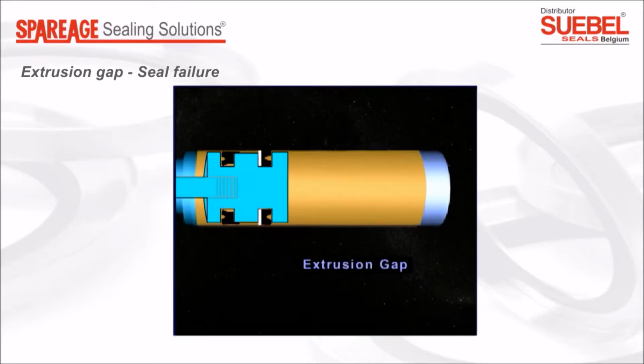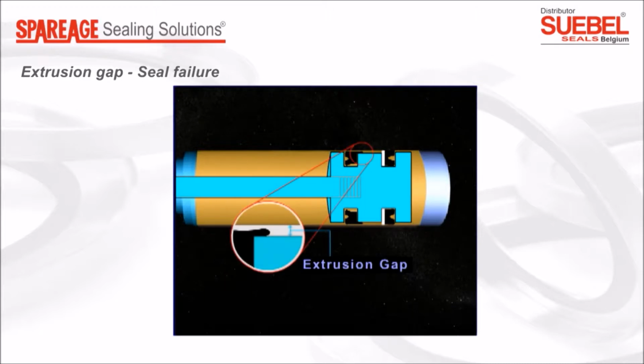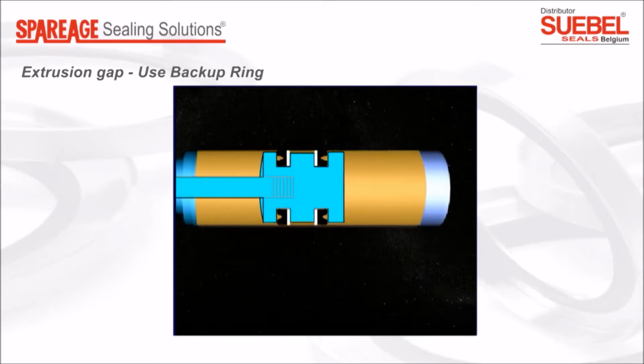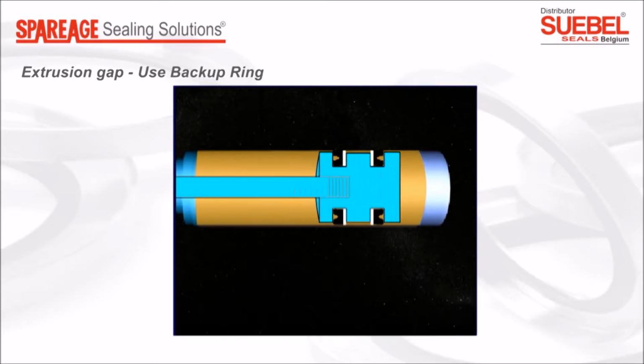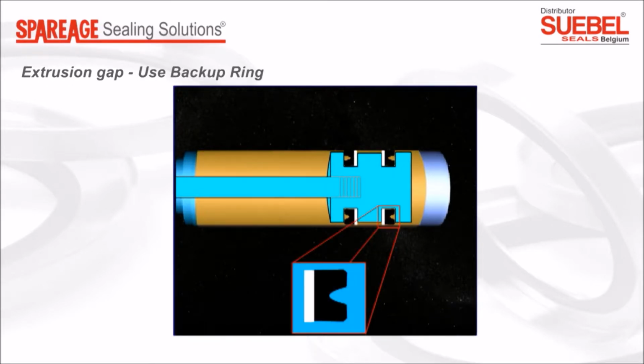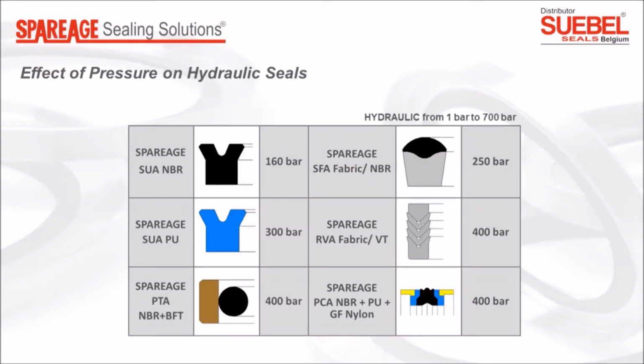Under pressure, the seal material deforms and enters the extrusion gap, damaging the seal and resulting in premature failure. Use of backup rings, or materials with higher extrusion strength in tandem with the backup rings, is suggested. Effect of pressure on hydraulic seals.